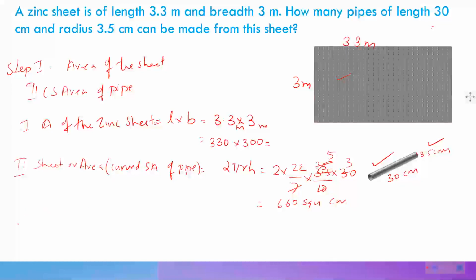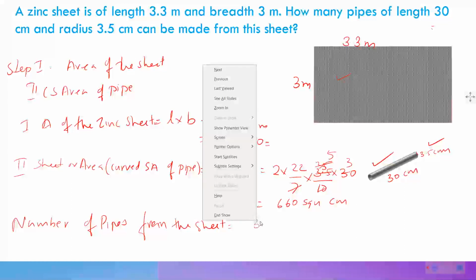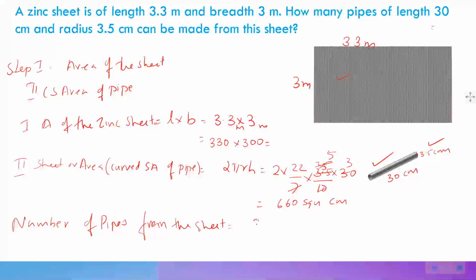So we want to know the number of pipes that can be made from the sheet. We have to divide the sheet area by one pipe area. Sheet area is equal to 330 into 300. We have not done the multiplication, divided by 660. Most of the time this becomes very useful. Why? Because 330 doubled is 660, so 2 times 2 will go in this. It becomes 150 pipes can be made.